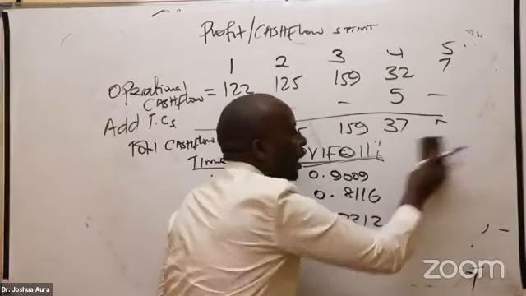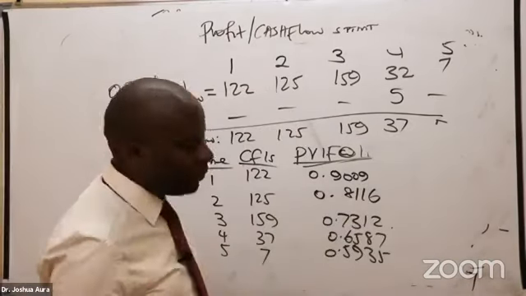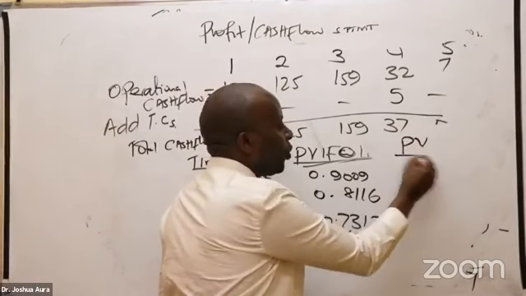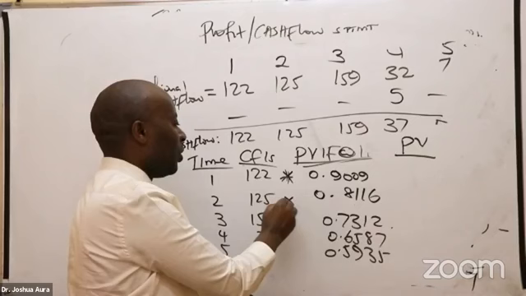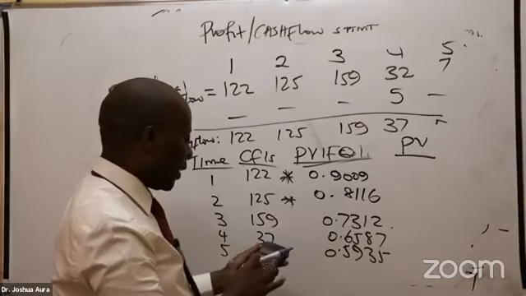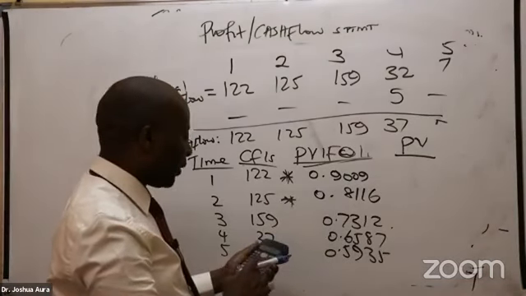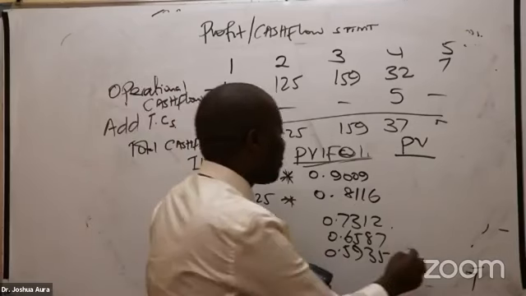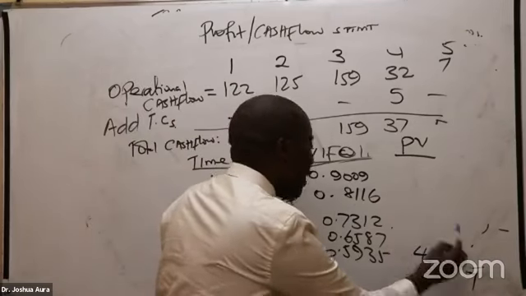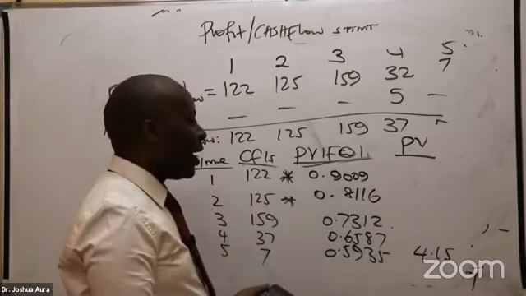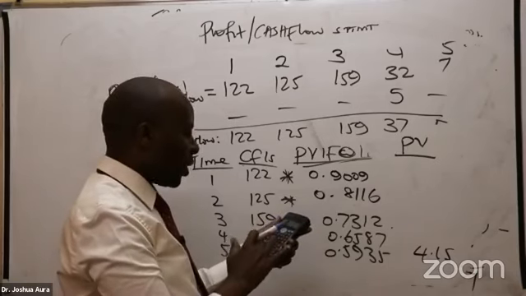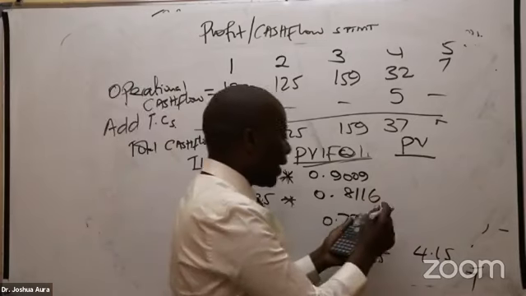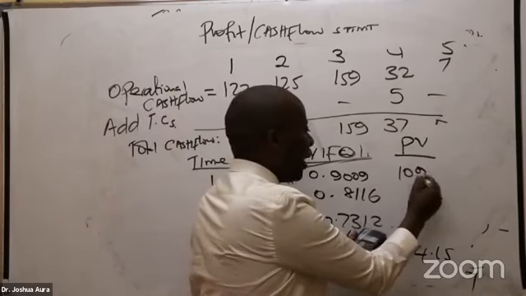So create the last column there and call it present value. Present value: take 122 times, you multiply like that. I can begin with the last one, times 7. The last one, to 2 decimal places, we have 4.15. So go to the first one, we have 122 times 0.9009. We have 109.9.